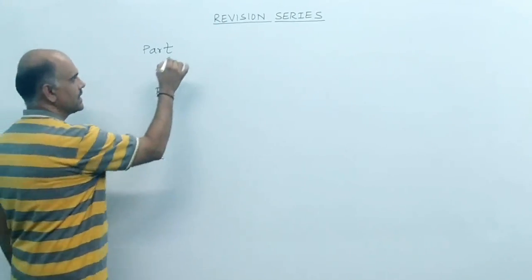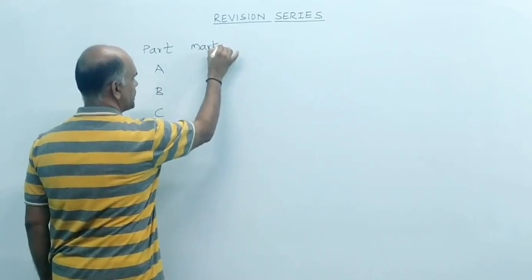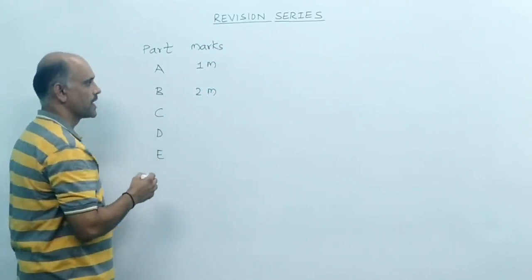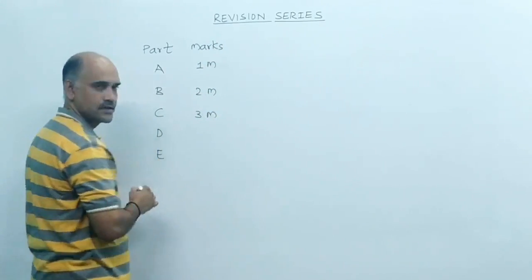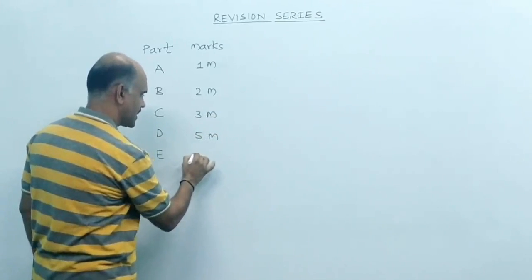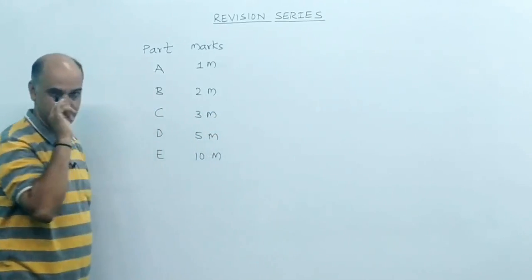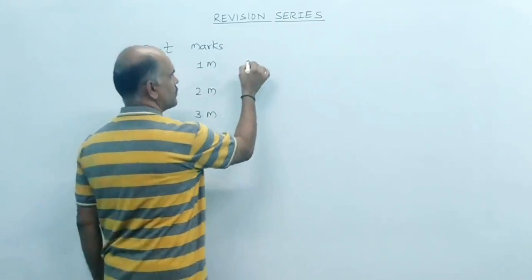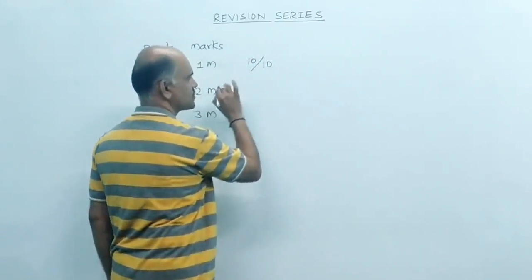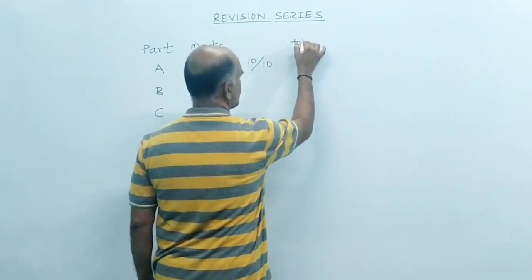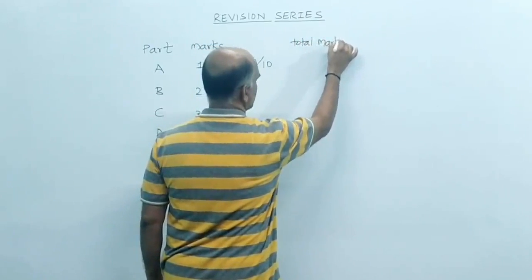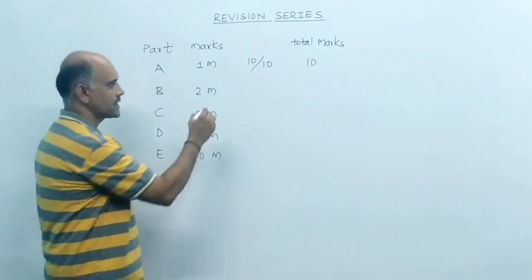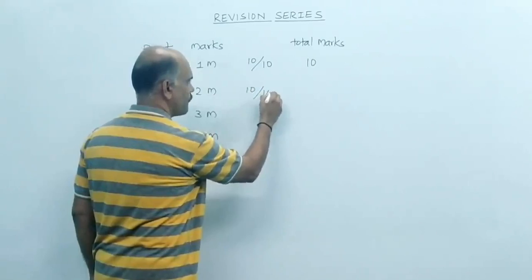Part A is of 1 mark questions, part B is of 2 marks questions, part C is of 3 marks, part D is of 5 marks and part E is of 10 marks. Now in 1 mark questions you will have 10 questions out of which you are required to answer 10. So total marks will be 10. In 2 marks you are required to answer 10 out of 14.